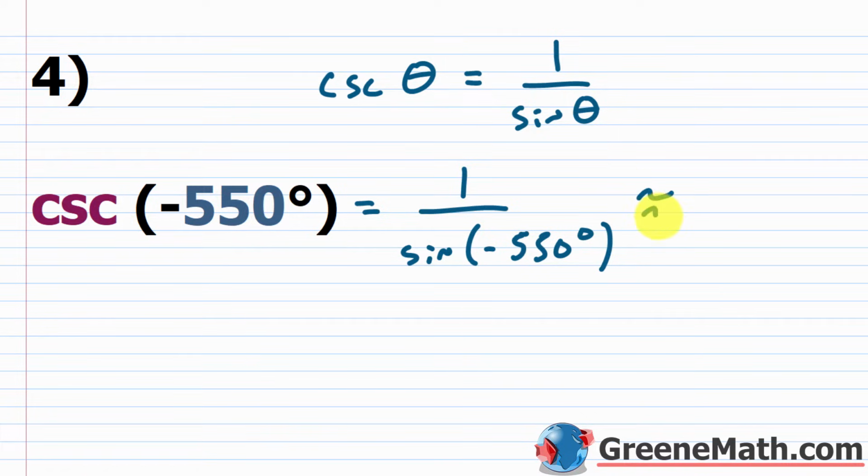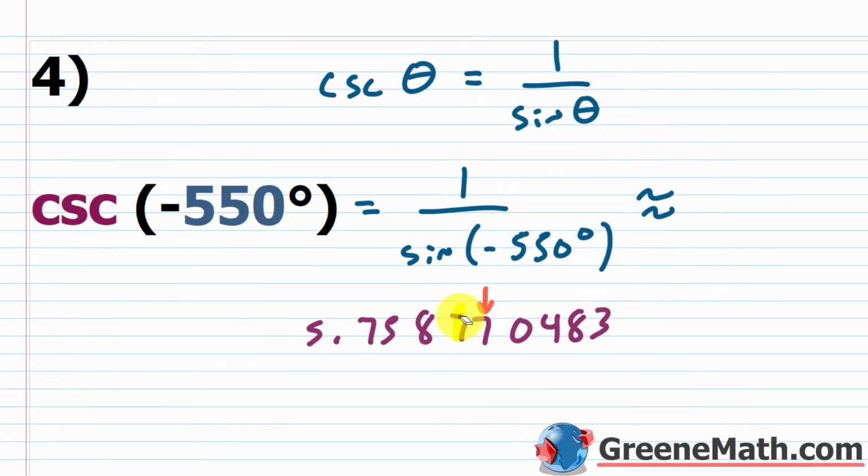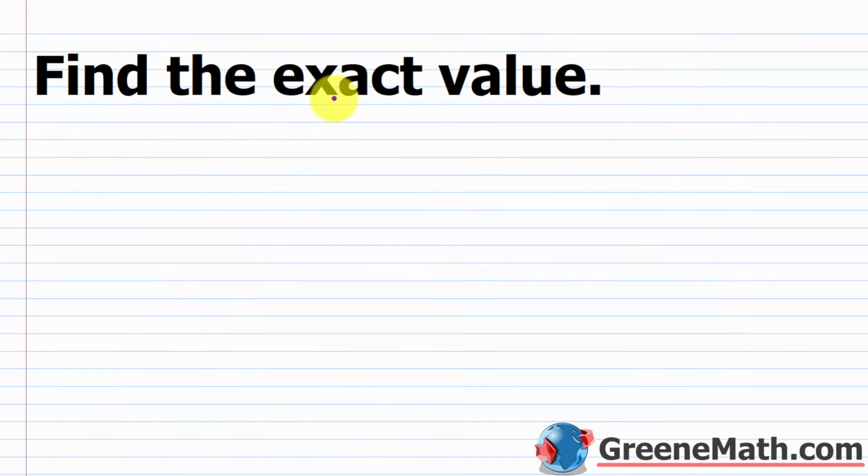So let's say this is approximately 5.75877048. And again, we're rounding to the nearest 10,000th. So tenths, hundredths, thousandths, and then 10,000ths. So right there. And again, the digit that follows is a 7. So that means I'm going to add 1 to this digit right here. So 7 plus 1 is 8. And once again, you can just delete all these digits that follow. So this is going to be approximately 5.7588. All right, for the next few problems, we want to find the exact value.